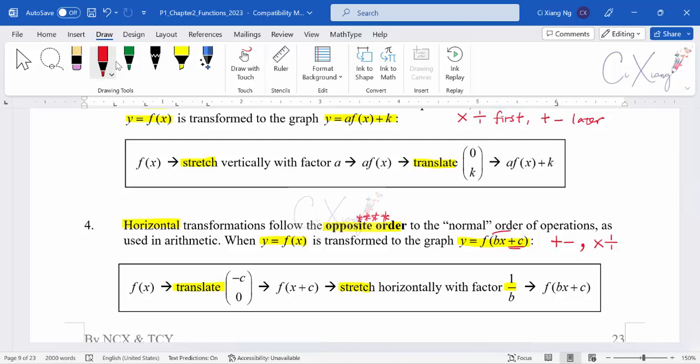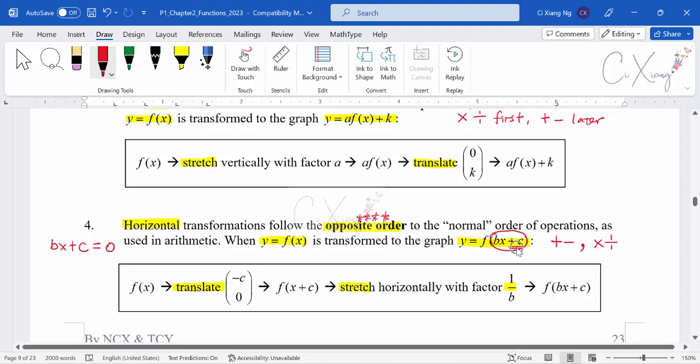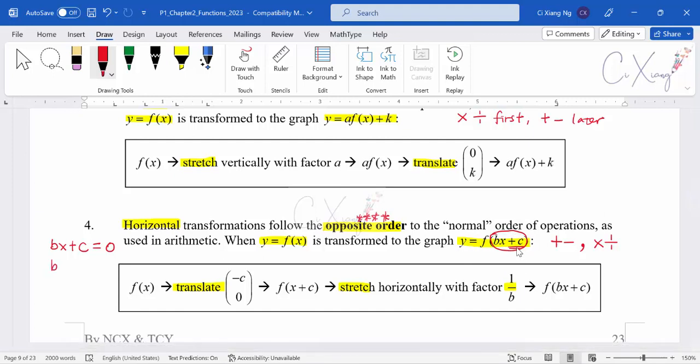Okay, so another option that you can try to remember the sequence of the horizontal transformation is, usually you can do it in this way. You let bx + c equal to 0 first. So you can see that this is the combination of two horizontal transformations in my function, right? bx + c. So usually for bx + c, the first thing that I will move over will be negative c. So from here you can see that I'm actually having the translation with the vector (-c, 0).